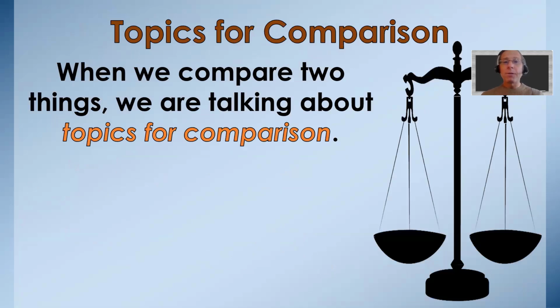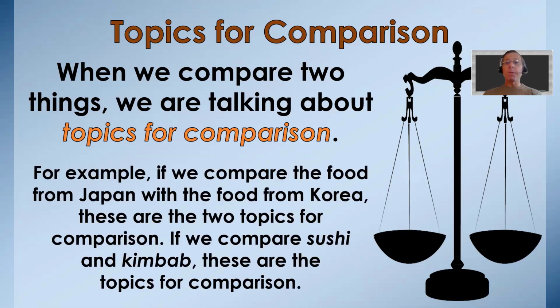When we talk about two things that we're comparing, we're talking about the topics for comparison. So, for example, if you were to compare the food from Korea and the food from Japan, those would be topics for comparison. Similarly, if you wanted to focus on two dishes that you're going to compare, say you wanted to compare sushi and kimbap, then those would be the topics for comparison.